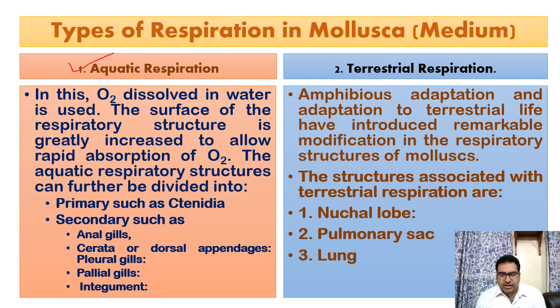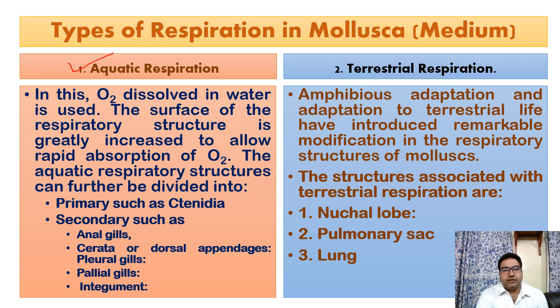So it means that whatever Ctenidia are there, whatever the comb gills are there, they increase the surface area. The surface area is increased so that maximum water comes in contact with that very organ, for the better diffusion of the gases.